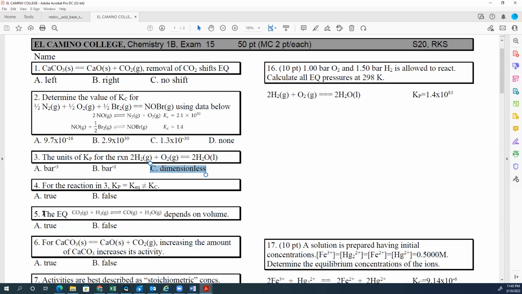How about number 5? The equilibrium CO2 plus H2 gas yields CO plus H2O gas depends on volume. What that means is the volume will shift this one way or the other depending on if I increase the volume or decrease the volume. In this equilibrium, if I increase the volume, which side is favored? The left side or the right side? Okay, you're saying the left side is favored because why?